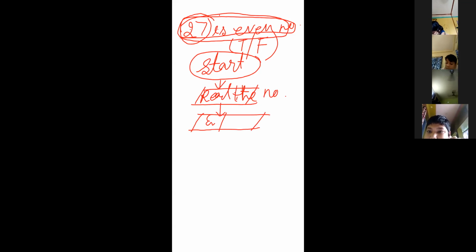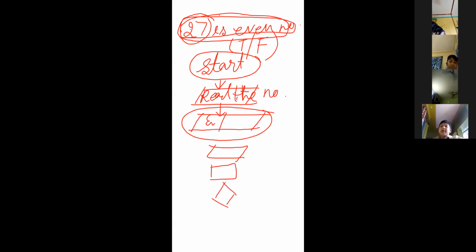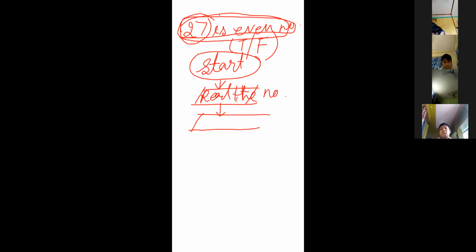Yes, so that one will be the decision making. For decision making we will apply the parallelogram sign or rectangle sign. Which one? Ma'am, diamond or rhombus. Diamond shape. When we make this decision, the processing is the last digit. The unit place is 7, so it is not even, it will be odd.